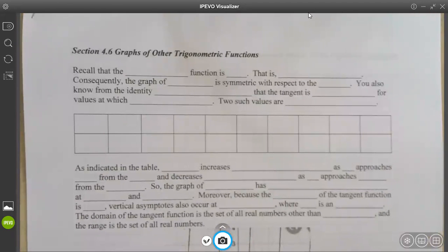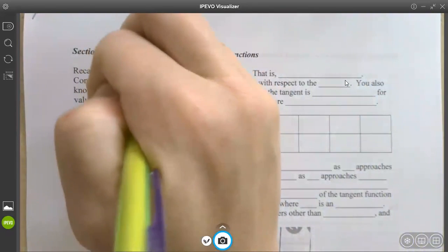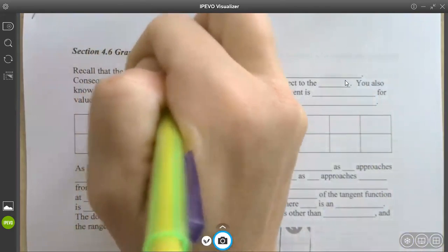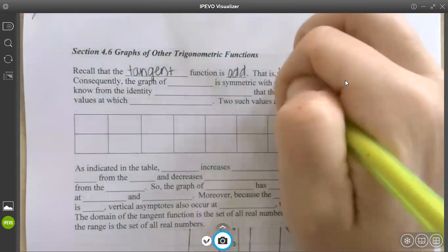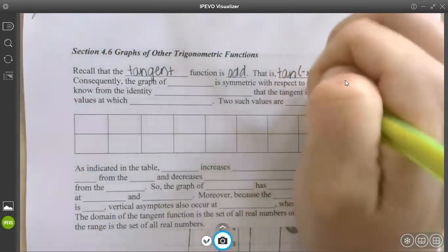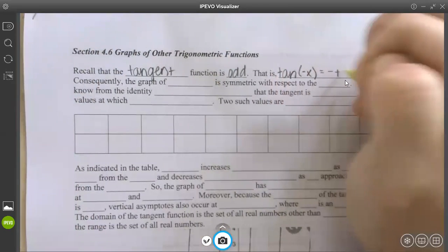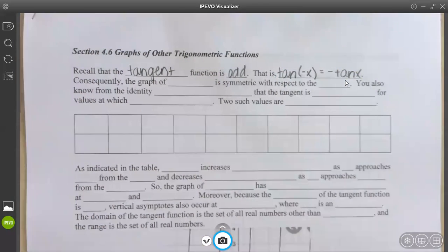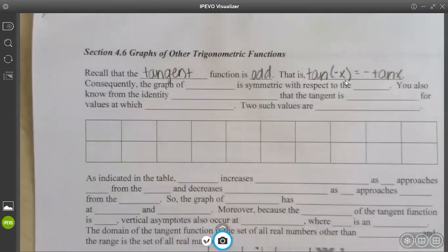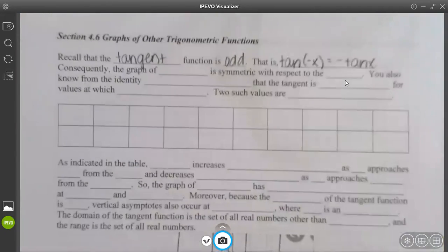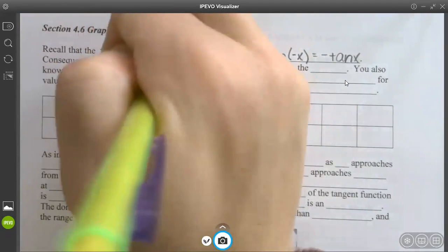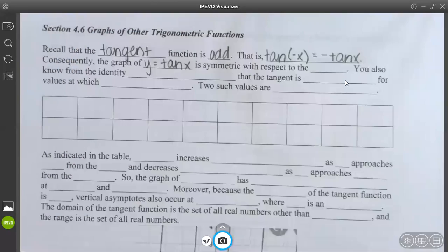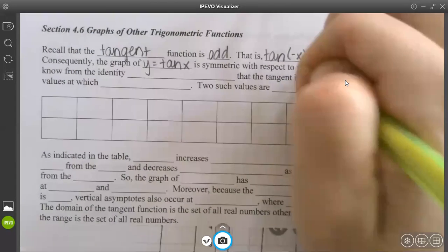4.6. Recall that the tangent function is odd. That is, tangent when you plug in negative x is going to change the whole function to a negative. Consequently, the graph of y equals tan x is symmetric with respect to the origin.